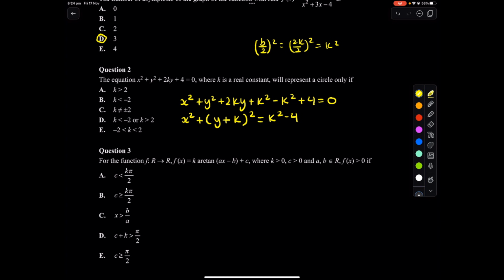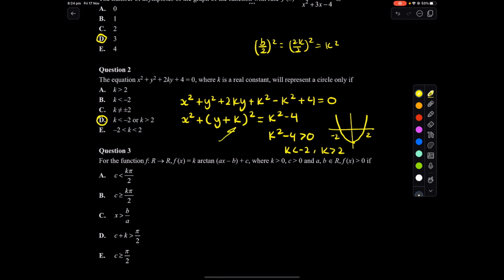So what can we see? Well, your radius must always be greater than 0. If the radius is less than 0, it doesn't make sense. So for a circle, we want this over here to be greater than 0. So if we say k squared minus 4 must be greater than 0, let's sketch that. It looks like this, where this is negative 2 and this is 2. Hence k must be less than negative 2 or greater than 2. Which option has that? D would be your answer here.